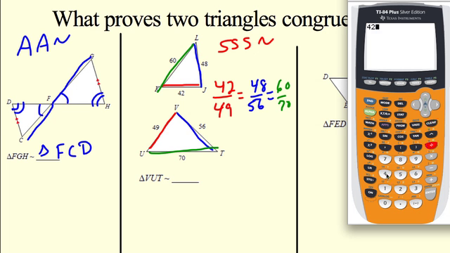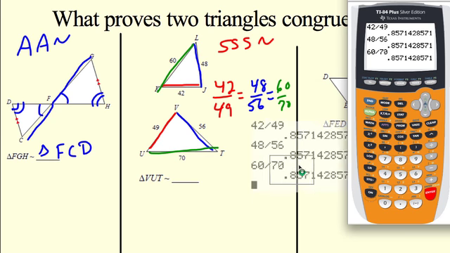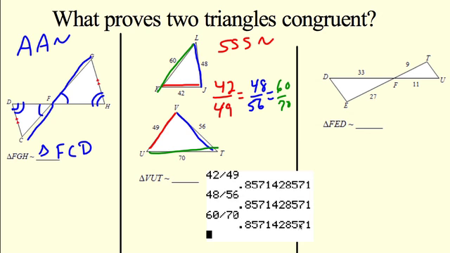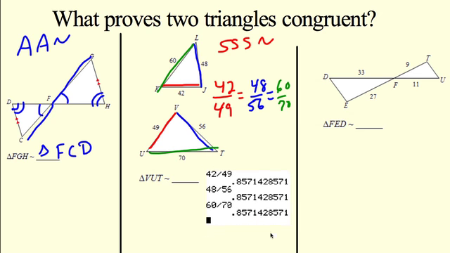Are they similar? So we've got 42 is to 49. They're crazy scale factor. Is that the same as 48 to 56? It is. Is that the same as 60 is to 70? It is, so I know I'm good to go. These are all the same, so I checked them. So I'm good to go on that. So those are all the same. So yes, it's similar by side, side, side.